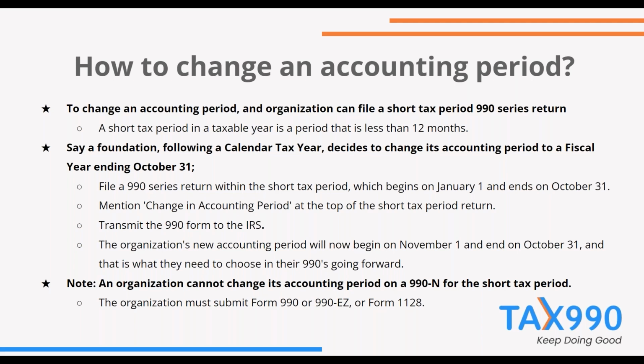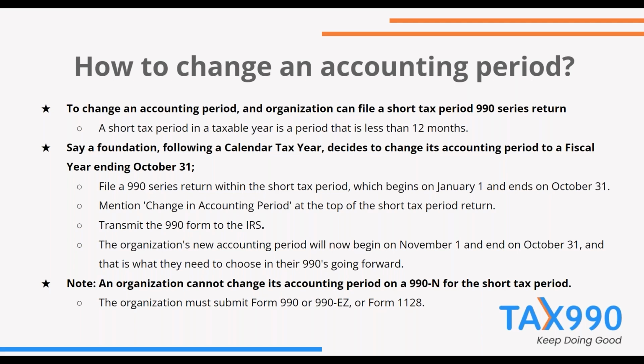Similarly, to change an accounting period, an organization can file a short year tax period 990 series return. If you provide a tax period that does not match the IRS database, it again is likely to get rejected. If you file a short year and you indicate on the return that you're filing a short year because you're changing your tax period, then it will have a higher chance of being accepted.